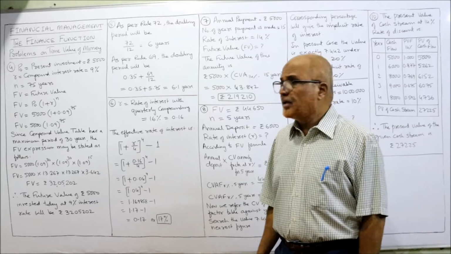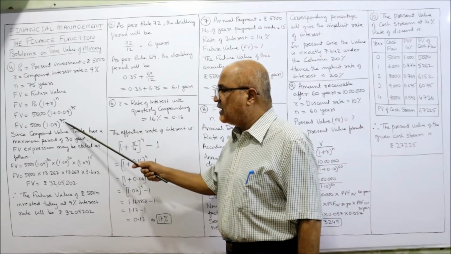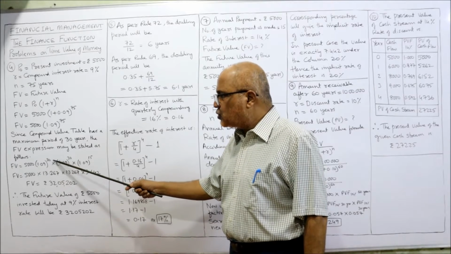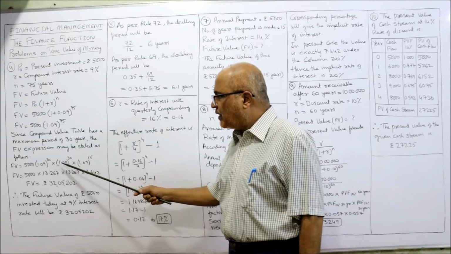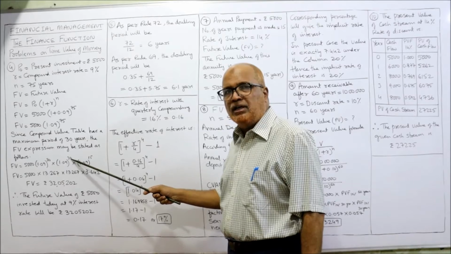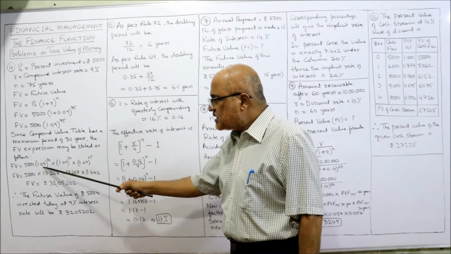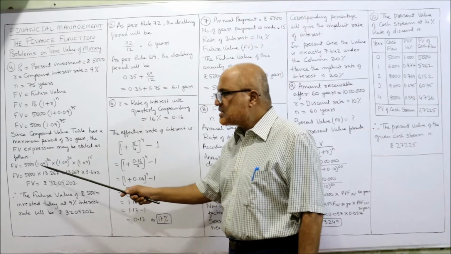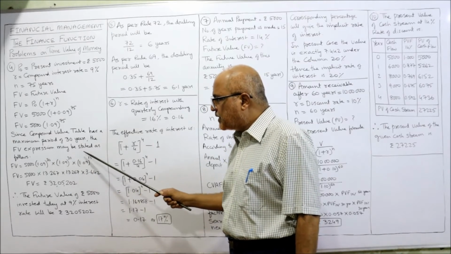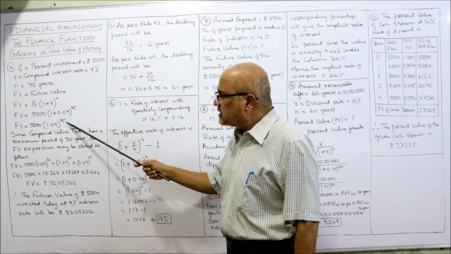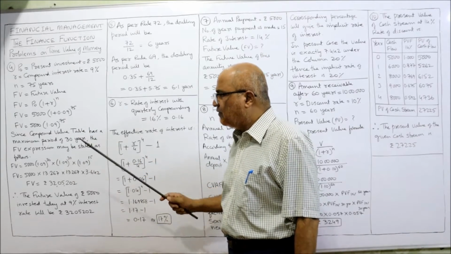That will be applied. So instead of writing power 75, we will write 1.09 to the power of 30 into 1.09 to the power of 30 into 1.09 to the power of 15. Bases are same. So powers can be added, 30 plus 30 plus 15. What you will get? 75. So instead of writing 75, we have taken 30, 30 and 15.